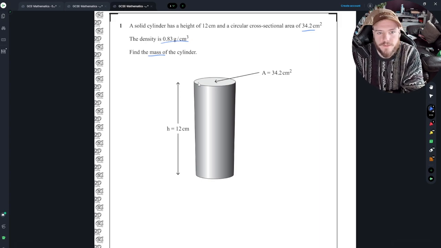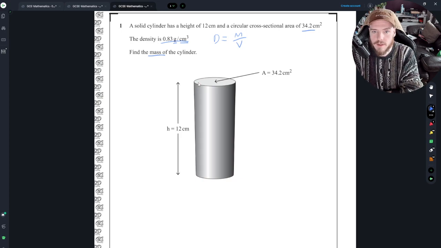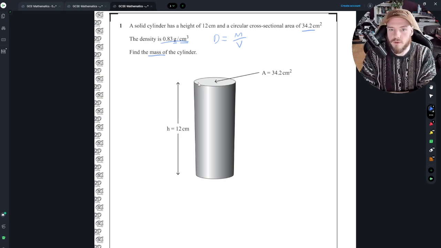First off, we need a relationship between density, mass, and volume. The units of our equation, grams and centimeters cubed, kind of give us the answer. Density is equal to mass divided by volume. Grams is the unit of mass, centimeters cubed is the unit of volume. That's just in case you don't know the formula for density.